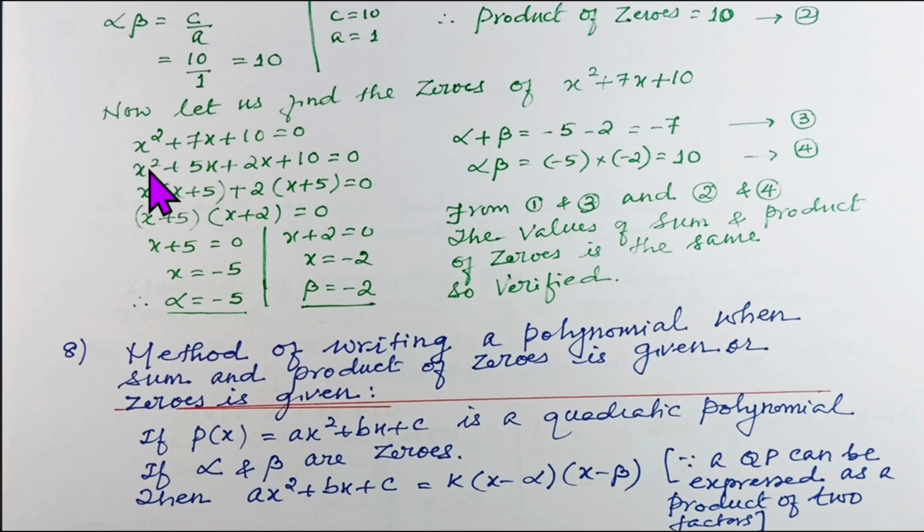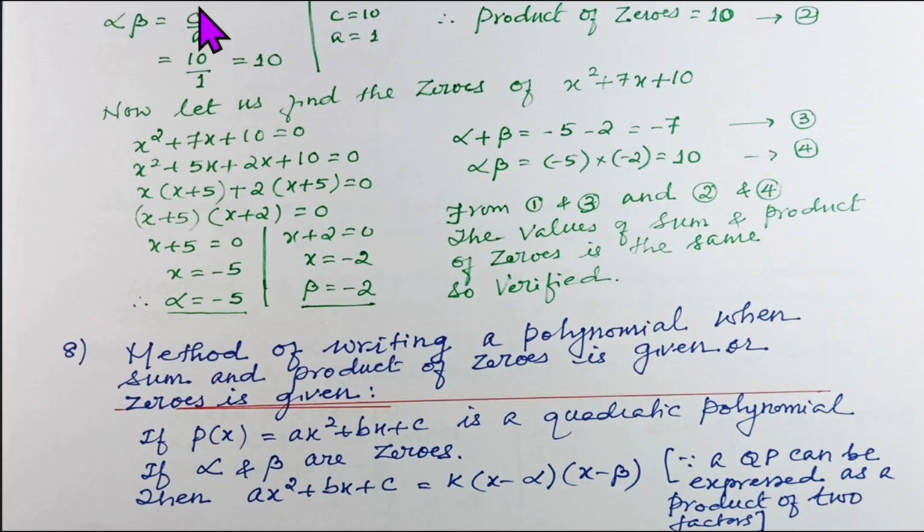Since it is a trinomial, we can go for the middle term splitting method, then pairing and grouping them, taking the HCF common, we get two factors, x plus 5 and x plus 2. x plus 5 is equal to 0, x plus 2 is equal to 0, so x is equal to minus 5 or x is equal to minus 2. Therefore alpha is minus 5 and beta is minus 2. When I take the product of alpha beta, that is minus 5 into minus 2, that is 10.